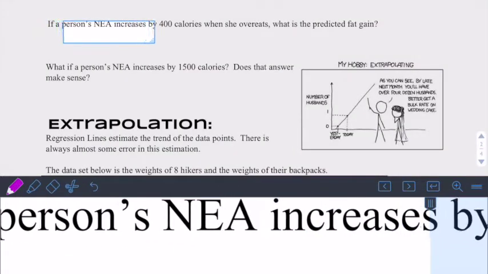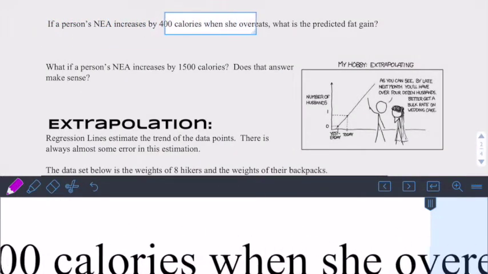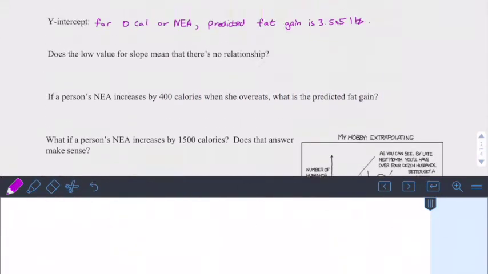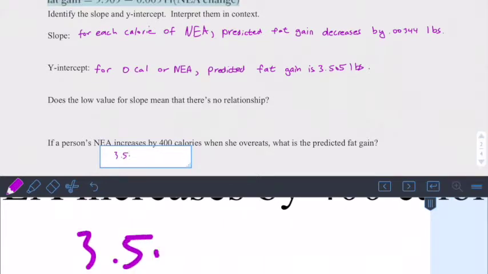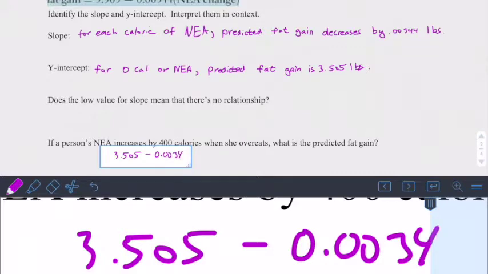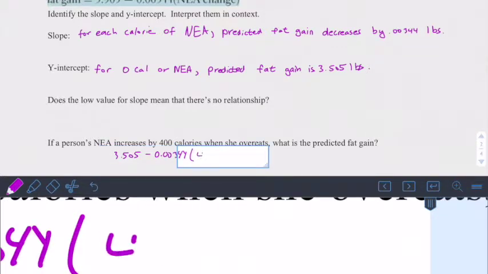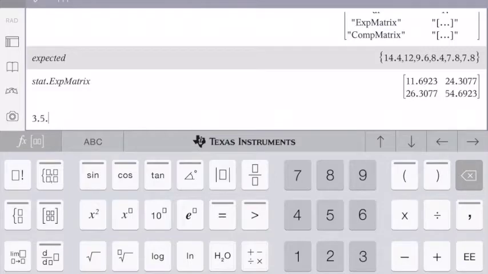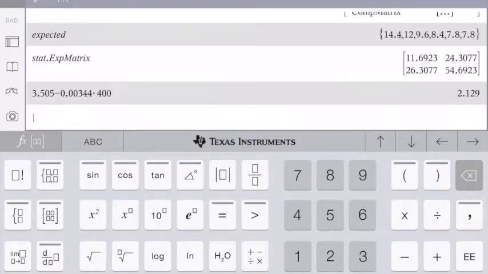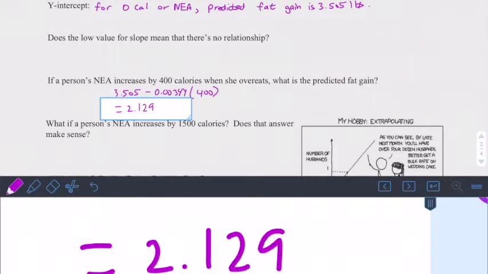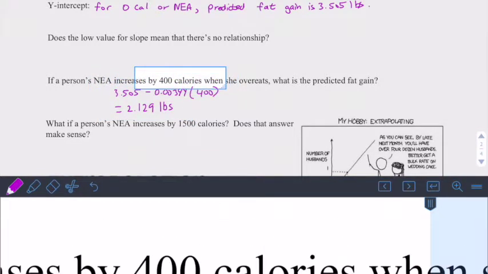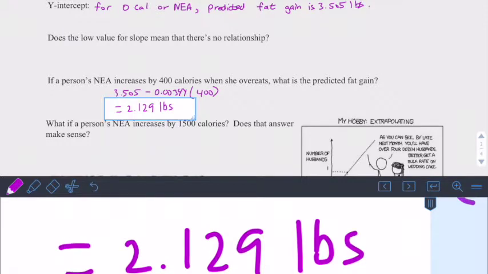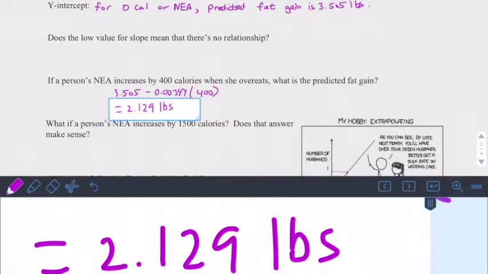If a person's NEA increases by 400 calories when she overeats, what is the predicted fat gain? So all we're going to do is plug in 400. So we have 3.505 minus 0.00344 times 400. And we'll go to our calculator. If this person increases 400 calories, then we predict that they will still gain 2.129 pounds.